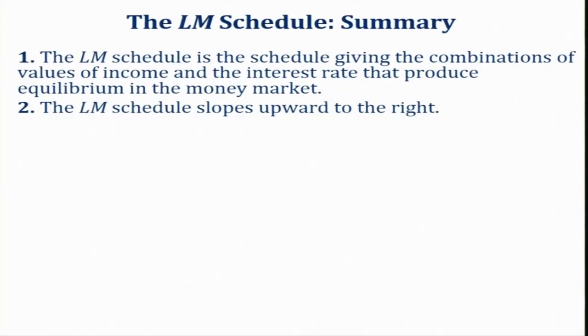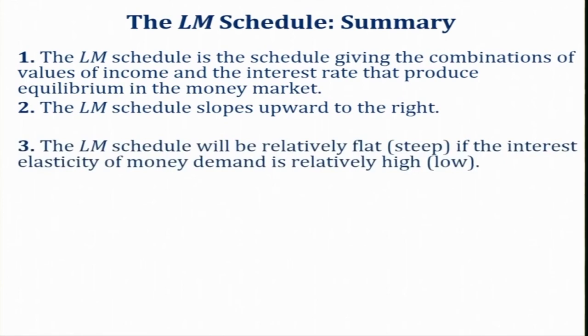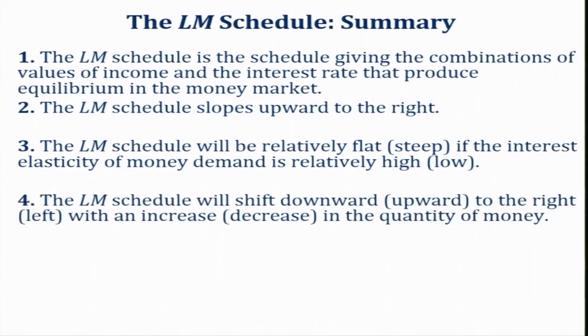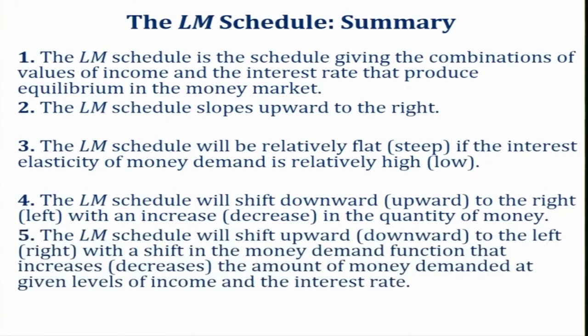So let's summarize what we have discussed so far in the LM schedule. The key summary points here: the LM schedule gives the combinations of values of income and interest rate that produce equilibrium in the money market, and the schedule slopes upward to the right. The LM schedule will be relatively flat if the interest elasticity of money demand is relatively high, and it will shift downward to the right with an increase in the quantity of money. Similarly, the LM schedule will shift upward to the left with a shift in the money demand function that increases the amount of money demanded at given levels of income and interest rate.